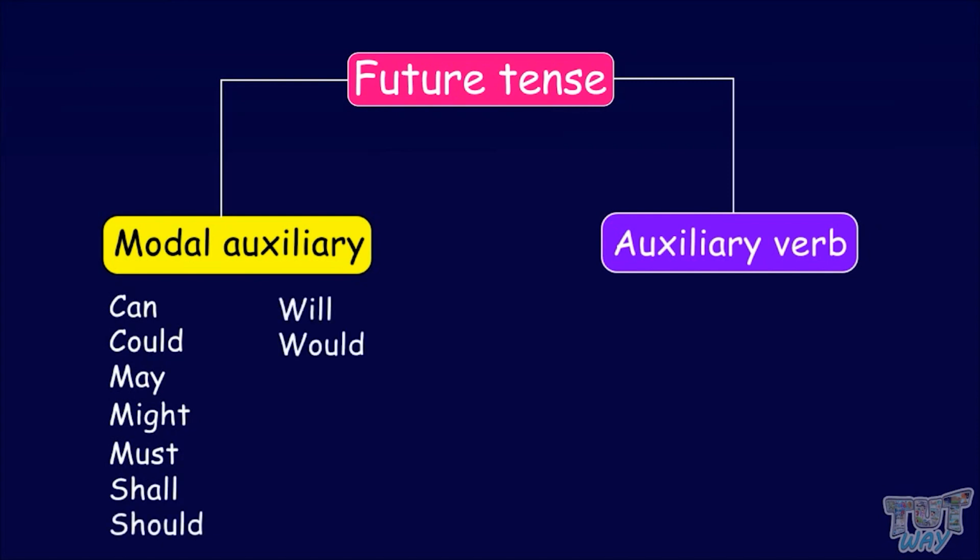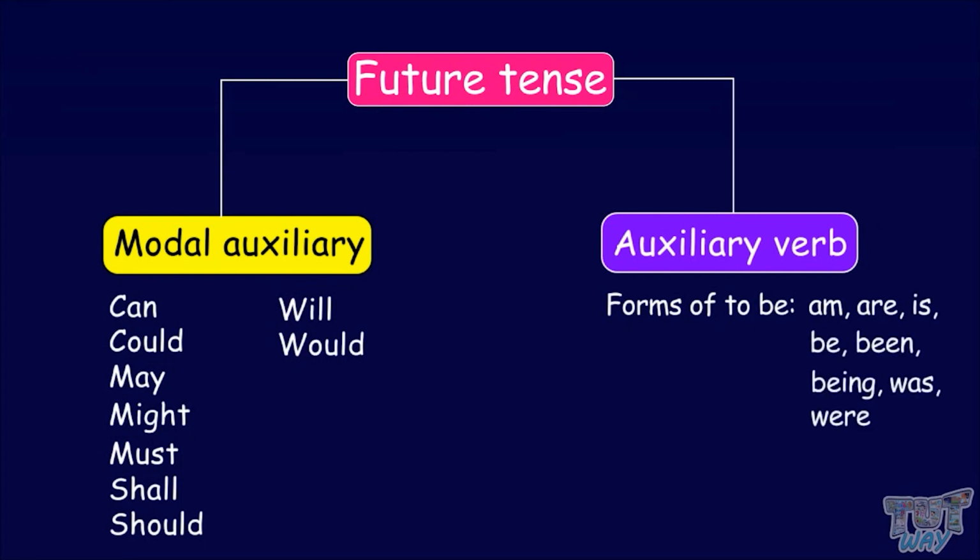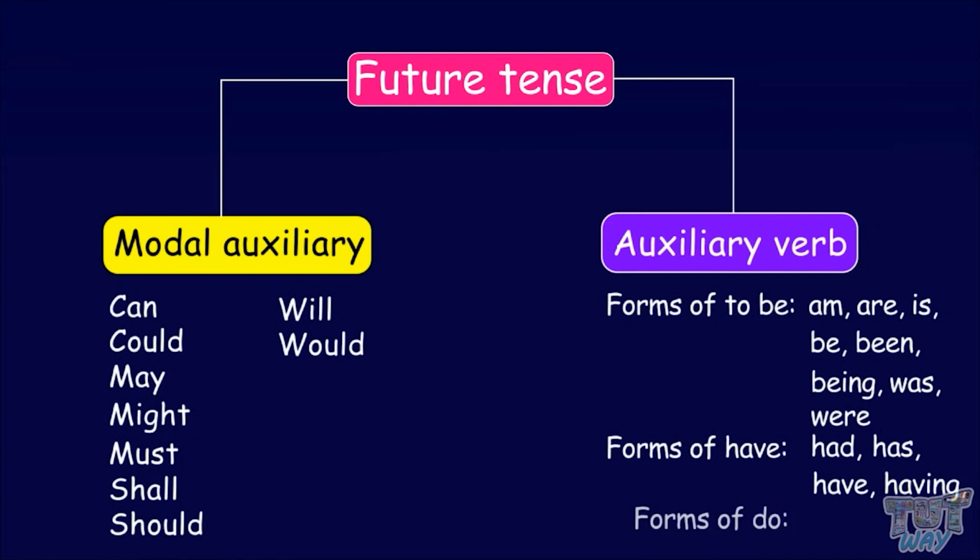Whereas auxiliary verbs are forms of be: am, are, is, be, been, being, was, were. Forms of have: had, has, have, having. And forms of do: did, and does. So we make future tense using these modal auxiliaries and auxiliary verbs.